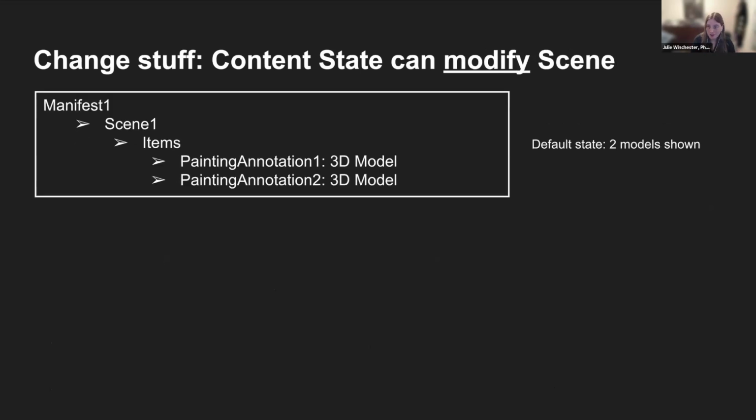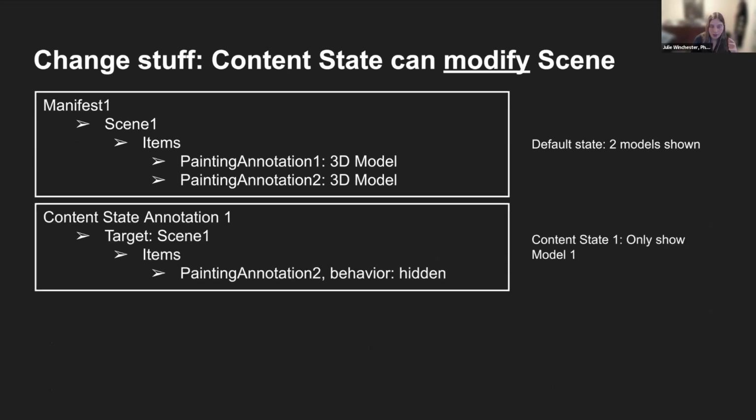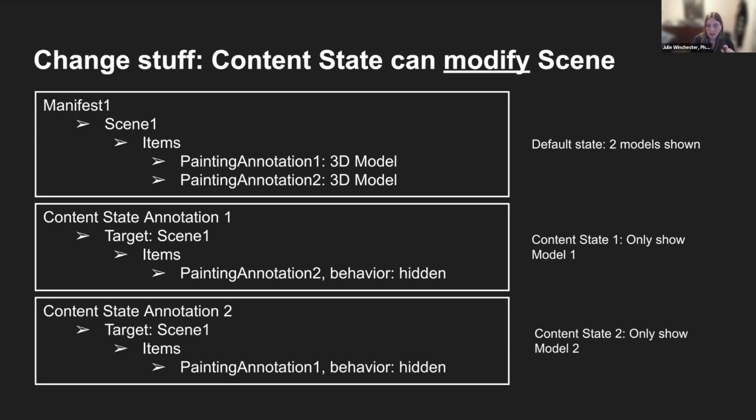Content state can also modify the scene. So I've got my manifest 1, scene 1. This time I've put 2 items in, 2 3D models. And you can see both of the 3D models. So let's say I make one content state annotation that all it does is it goes to scene 1, it says painting annotation 2, that model, behavior hidden. So if you load this content state 1, only the first model will be shown because it hides the second model. And then my second annotation does the opposite. Second annotation only shows model 2 because it has set painting annotation 1, its behavior, to hidden.